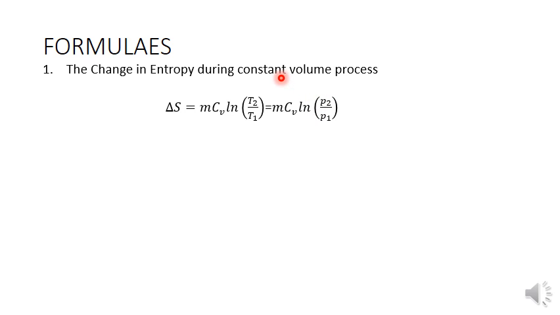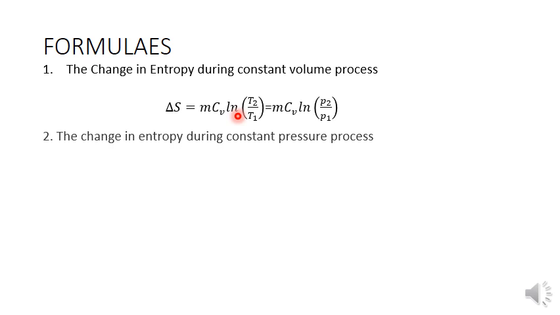So for the constant volume process, as the name itself indicates, you have to put a subscript V as Cv. So delta S is equal to m Cv ln T2 by T1, which is equal to m Cv ln P2 by P1. ln is nothing but log base e. We can write ln or log base e.